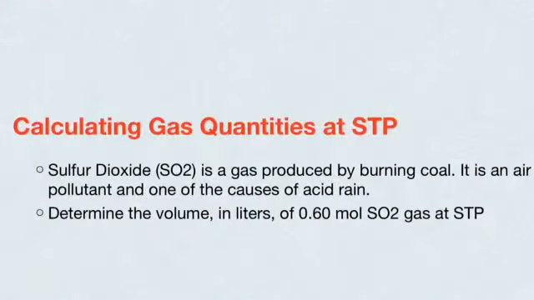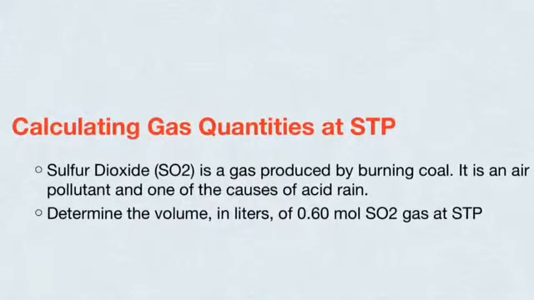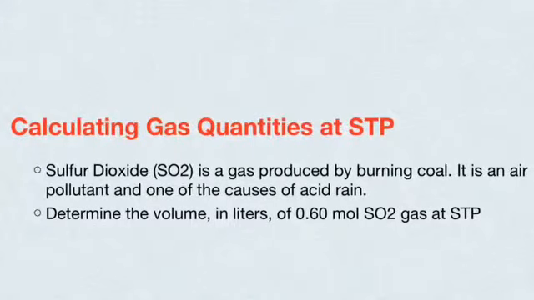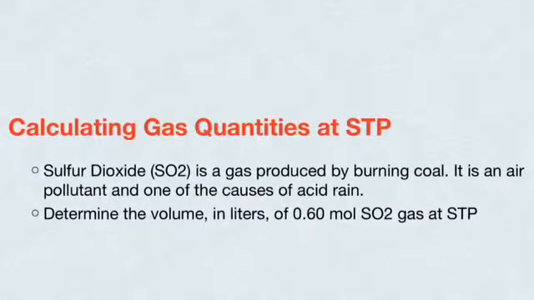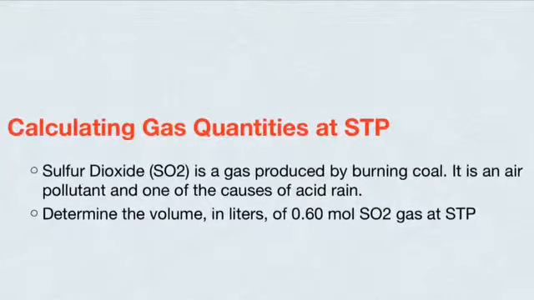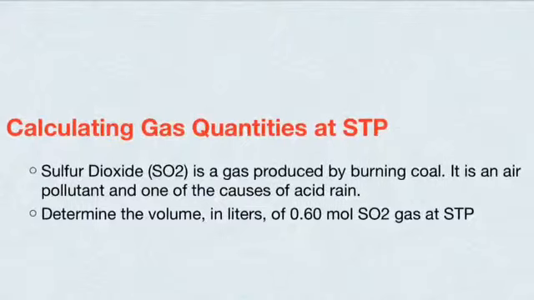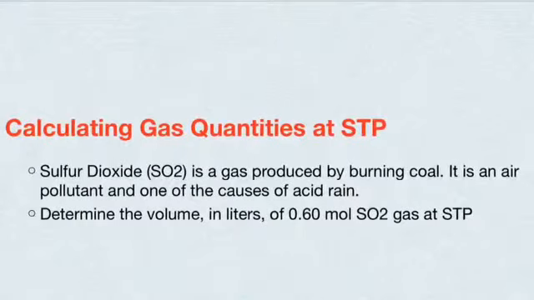Good job. Calculating gas quantities at STP. Sulfur dioxide is a gas produced by burning coal. It is an air pollutant and one of the causes of acid rain. Determine the volume in liters of 0.6 mole SO2 gas at STP.